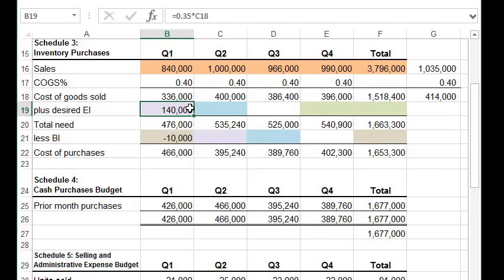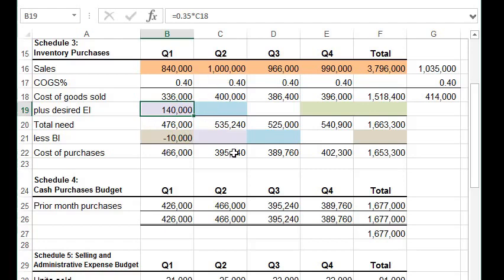Cost of goods sold plus desired ending inventory is their total needs, except that they already have some inventory on hand at the beginning of the quarter, so we subtract that. Beginning inventory for Attaboy is found on the balance sheet at the top of the handout. If you look at that balance sheet, you'll see $10,000 under inventory. So that's where this number came from.